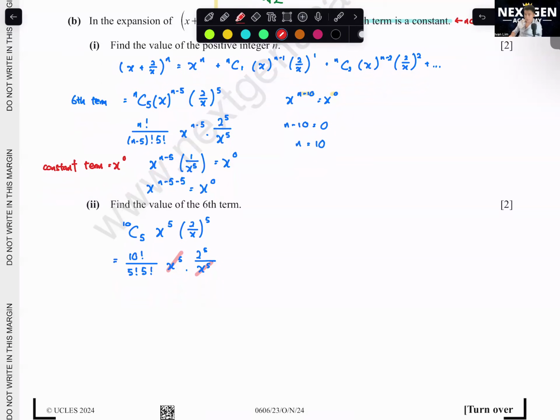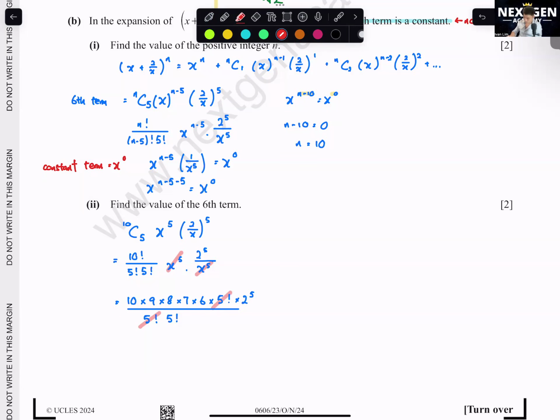Okay, let's see. 10 factorial, we can cancel off with a 5 factorial because 10 times 9, 8, 7, 6, then we stop at 5 factorial. So you write there 10, 9, 8, 7, 6, 5 factorial over 5 factorial, 5 factorial, multiply 2 to the power of 5. Okay, just write here on top. We can cancel here and here.